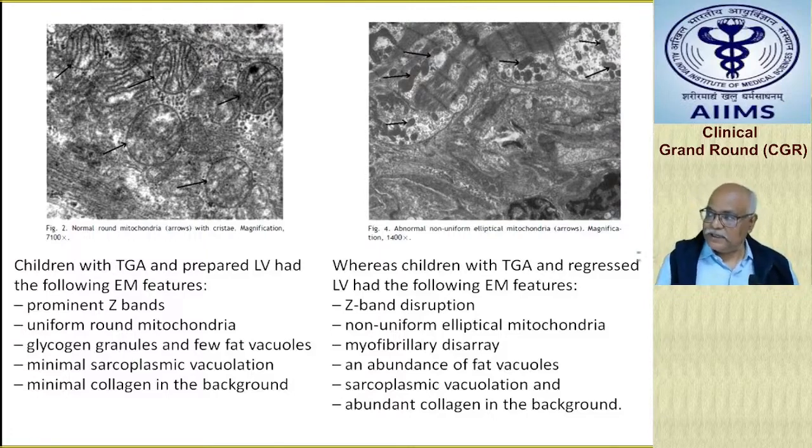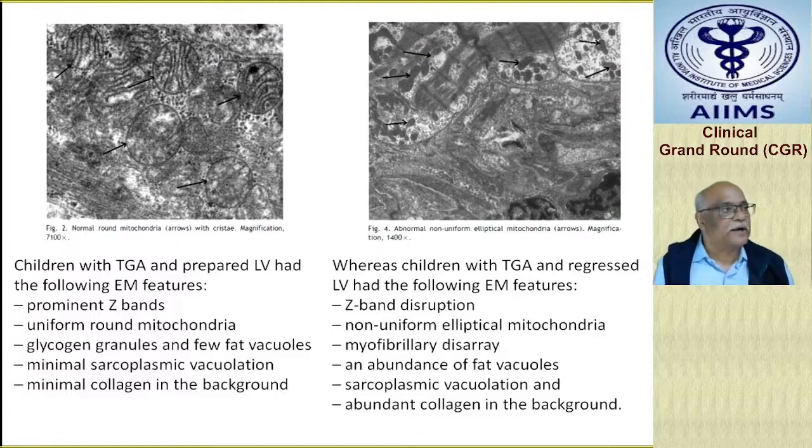But once we come to the regressed ventricle, there are plenty of fat vacuoles, there is no glycogen. That means these cells are not able to utilize fatty acids and they are depleted of glycogen. The only alternate source which is there is actually reduced. So they are purely dependent on glucose. There is no intracellular glycogen. If you cut off the external supply of glucose, that myocardium, particularly LV myocardium, will fail.